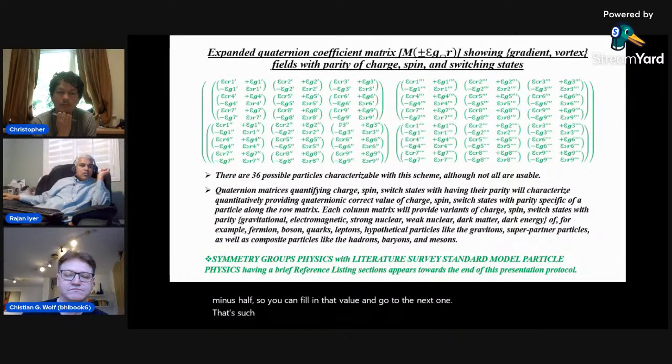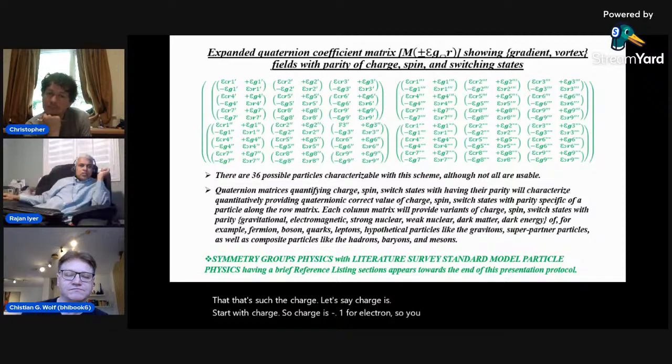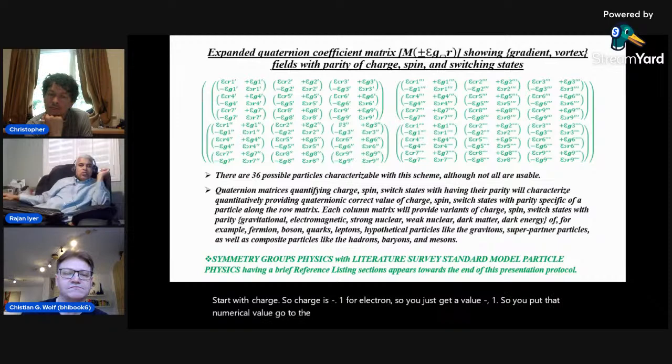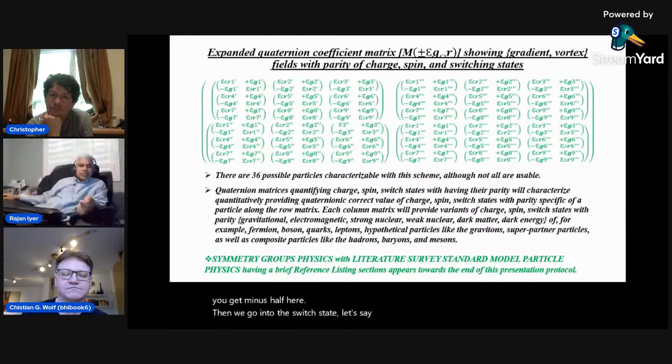That's the charge. Let's start with charge. Charge is -1 for an electron, so you just get a value of -1. You put that numerical value in and go to the next one, the spin. Let's say it's -1/2, so you get -1/2 here. Then we go to the switch state. Let's say right now it is on, so it's again 1.